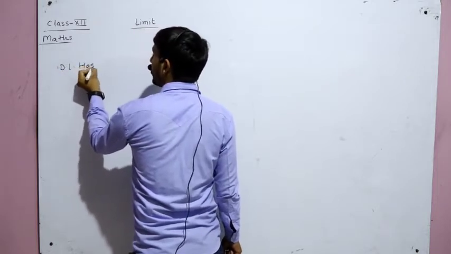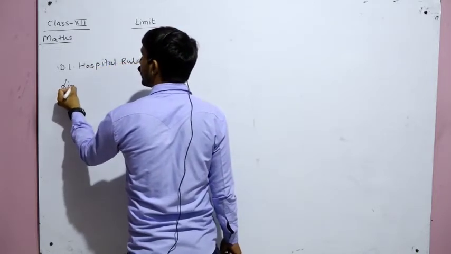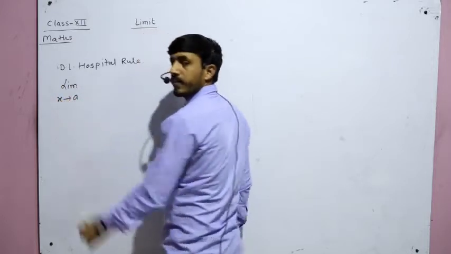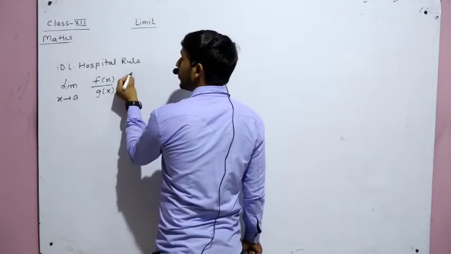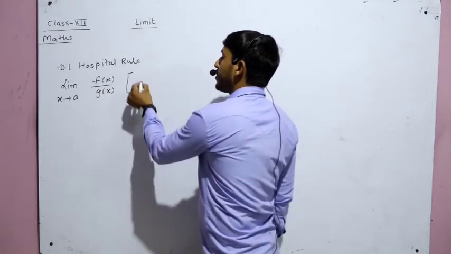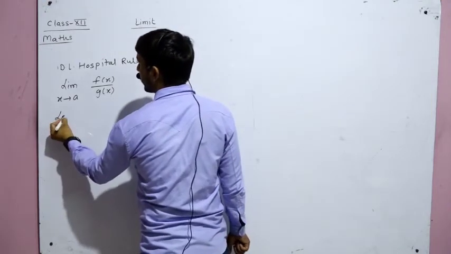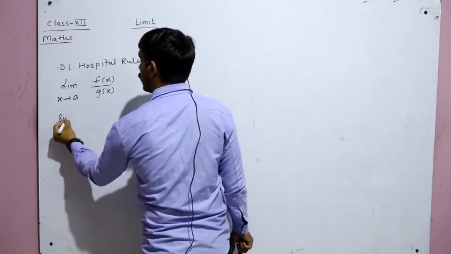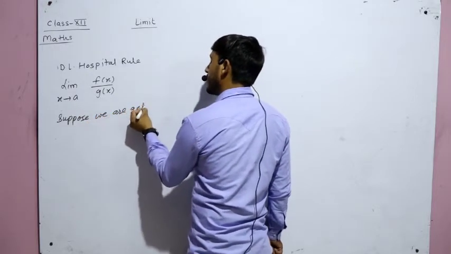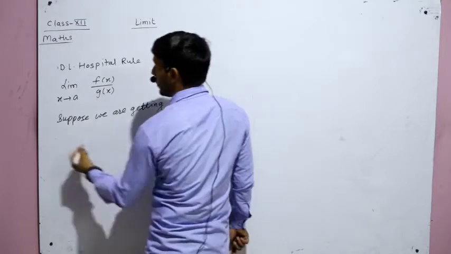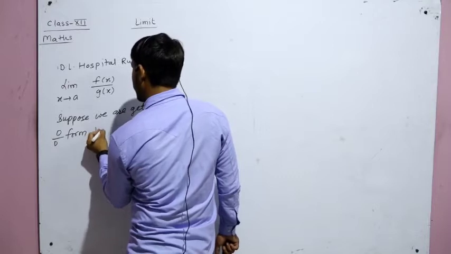First I am going to tell you how this method will work. L'Hospital rule. If any function is given in terms of limit x tends to a, and the given function is f(x) upon g(x), and suppose by applying the substitution method we are getting 0/0 form.